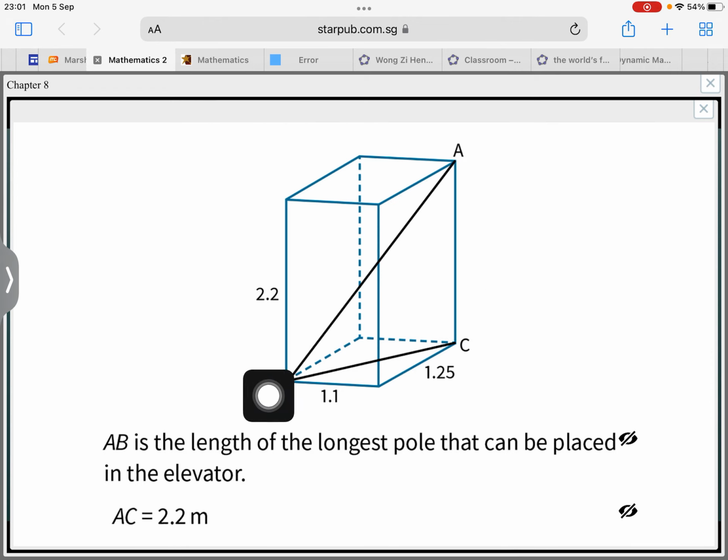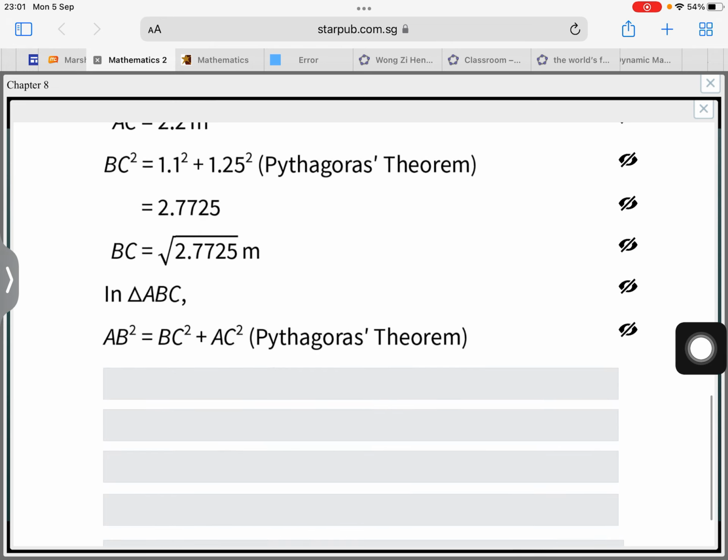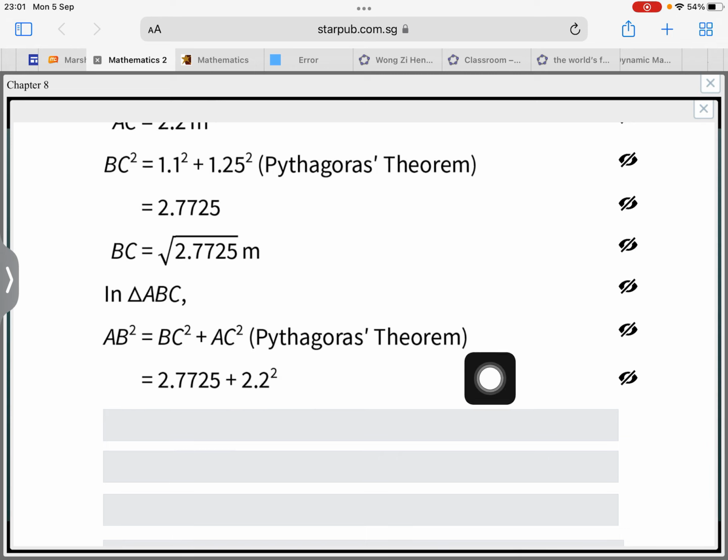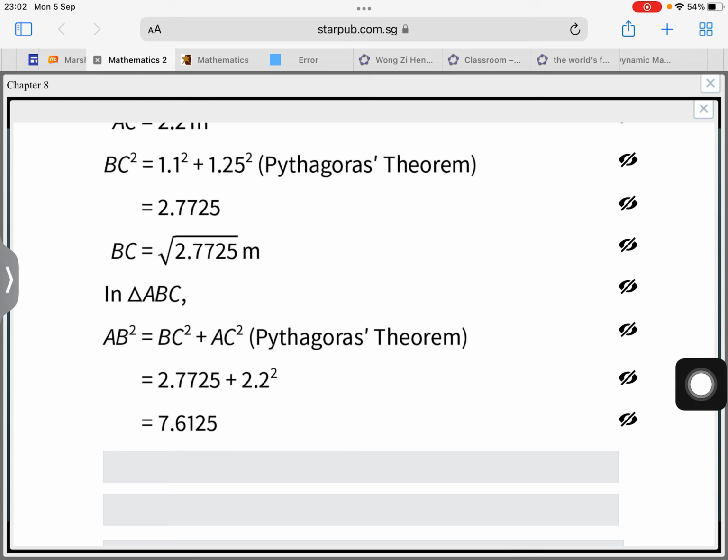Once I know what is BC and I know that AC is 2.2, I'm ready to find my AB. ACB is a right angle triangle. So my AB square will be equals to AC square plus BC square. So over here, AB square is equals to BC square plus AC square. Do your substitution. BC square is just the square of the square root of 2.7725. When you square a square root, the square root disappears. So BC square is just 2.7725. And then AC square is just the square of 2.2. You find that AB square is 7.6125. This is an exact value.